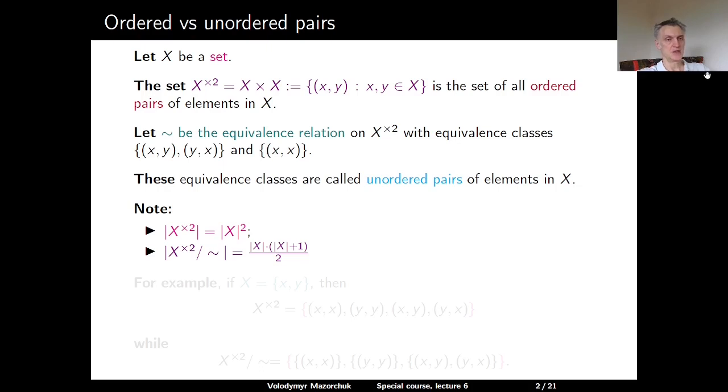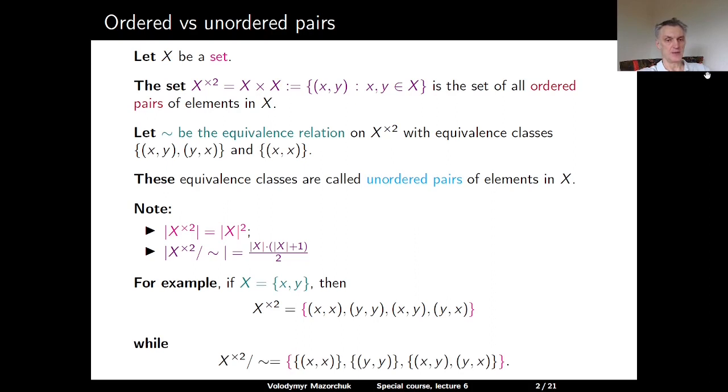So for example, if the original set X consisted of two different elements x and y, then the Cartesian square of X consists of four elements, namely (x, x), (y, y), (x, y), and (y, x). While the set of unordered pairs of elements in X, that is the quotient of X times X modulo our equivalence relation tilde, consists of three elements: the singleton {x, x}, the singleton {y, y}, and the set consisting of (x, y) and (y, x).